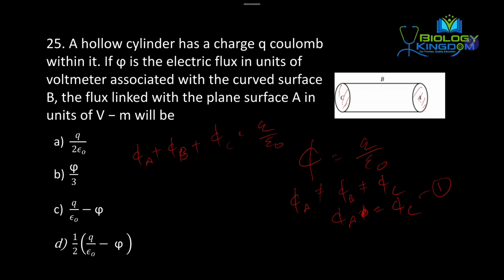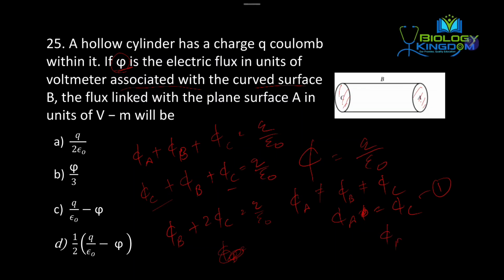And how much will it be equal to? Q by epsilon naught. We know that phi A is equal to phi C, so we can write phi A as phi C. So here you can see this can be added, and it will become 2 phi C is equal to Q by epsilon naught minus phi B. What will phi B be here? Phi B is the flux of the curved surface, which is given as phi.